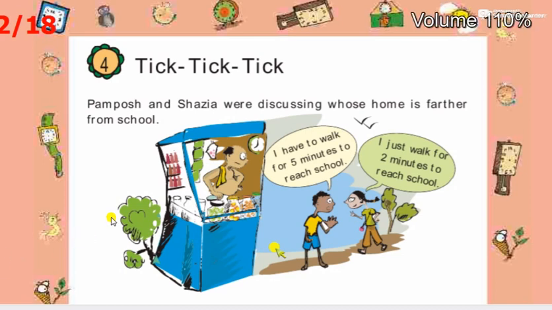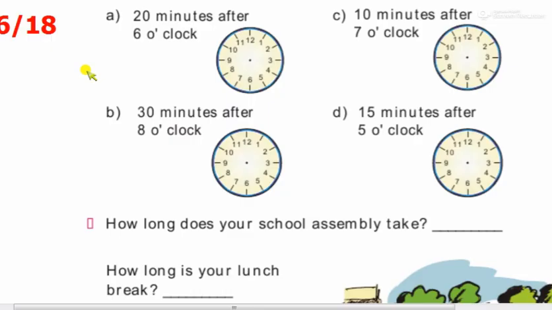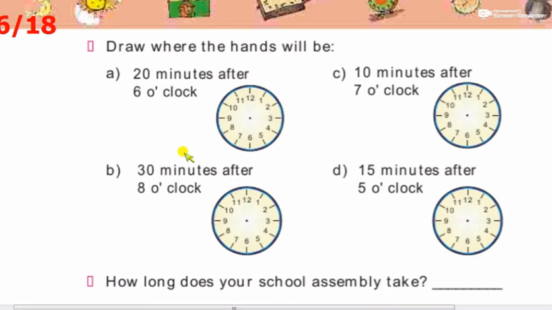Today we will study chapter number 4, Tick Tick Tick, Class 4 Maths NCERT book. Today we will learn how to draw the hands in a clock for a given time. So let's start. These are some problems given on page number 39 of this chapter. So the question is asking you, draw where the hands will be. Let us start.